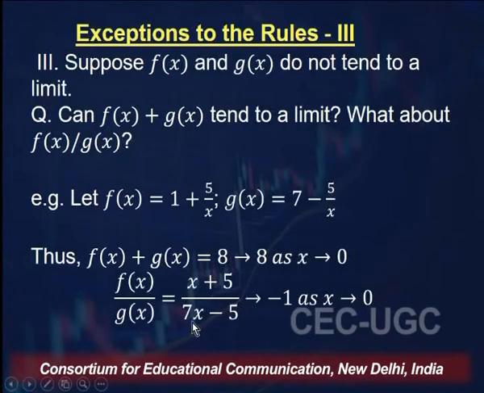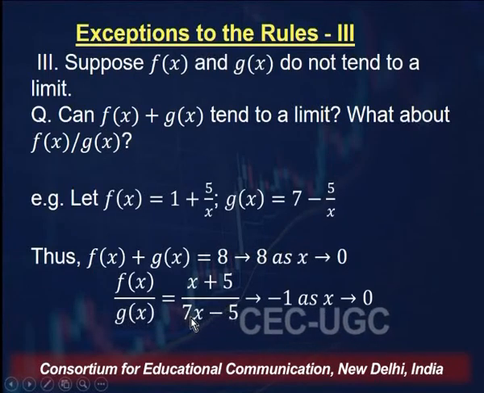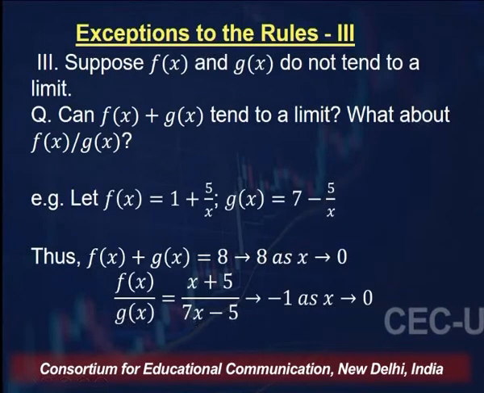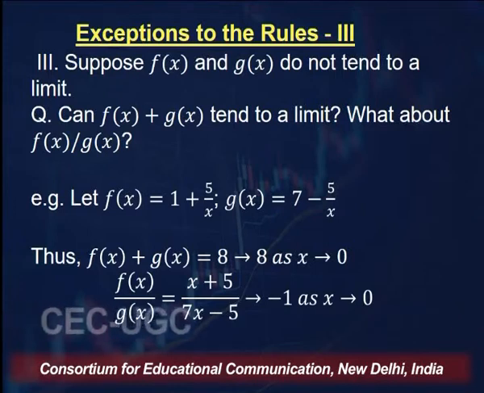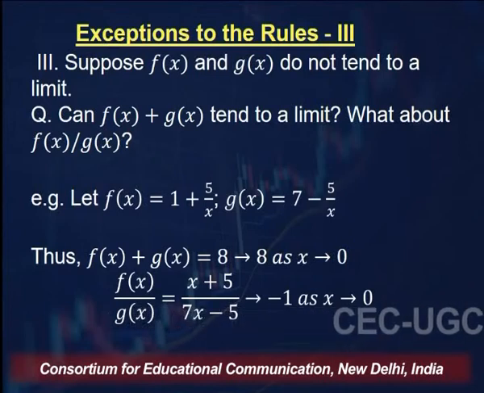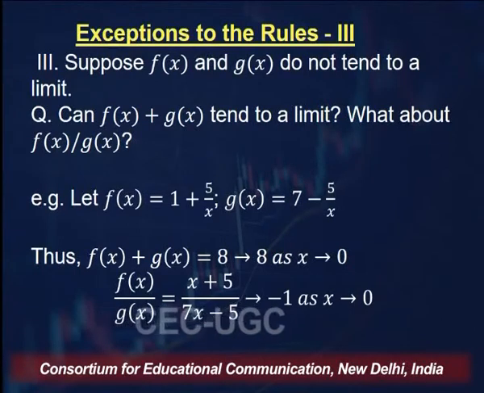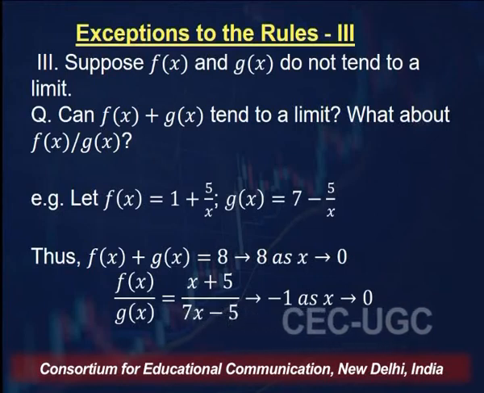The third set of exceptions, again, is something very simple. It just poses a question: suppose the two functions f and g, each one of these functions does not tend to a limit. So here you have a situation that the functions themselves don't tend to a limit, but can you have f of x plus g of x tend to a limit? And what about f of x divided by g of x? So if you have a situation like this, let's take an example to illustrate.